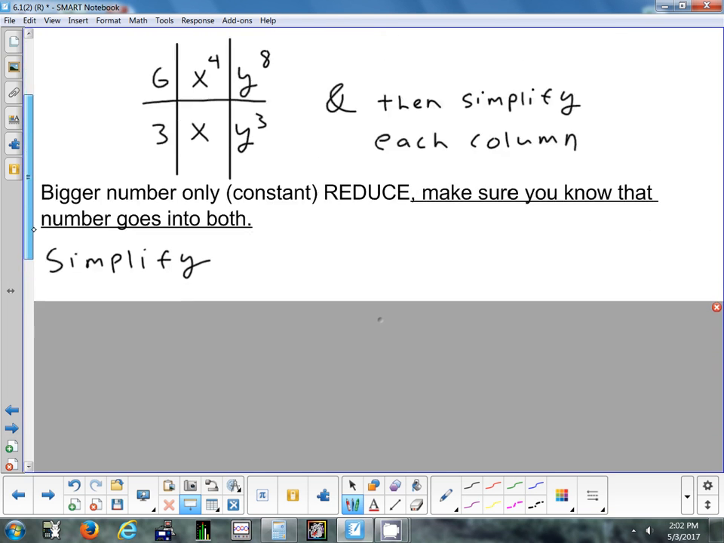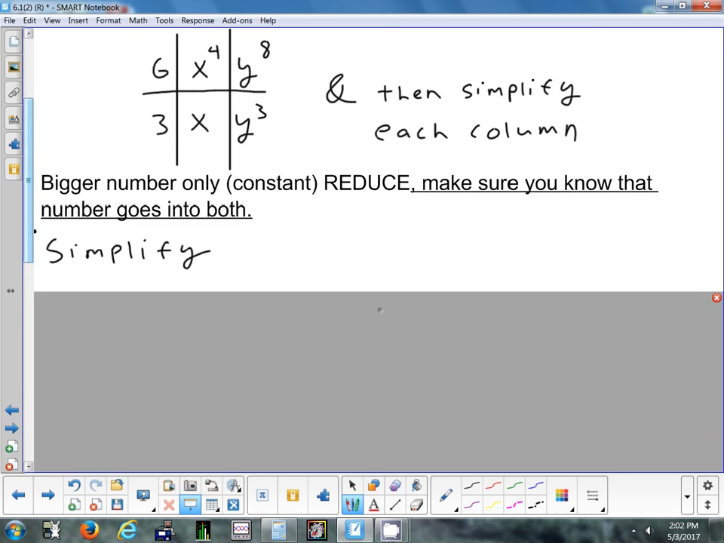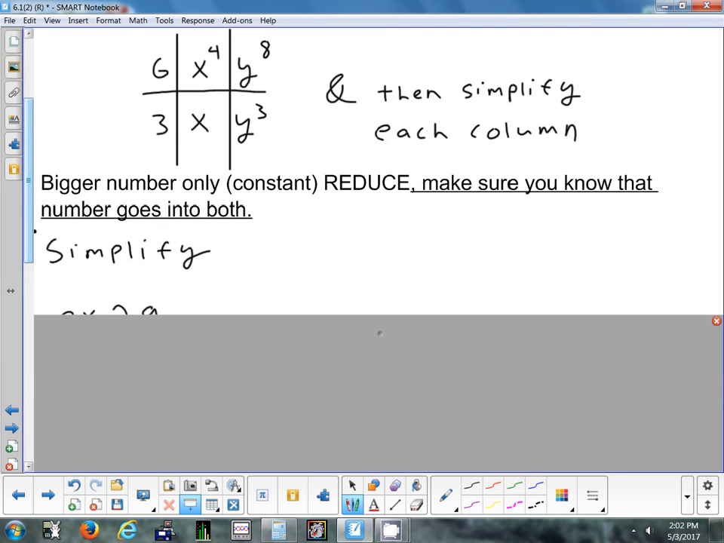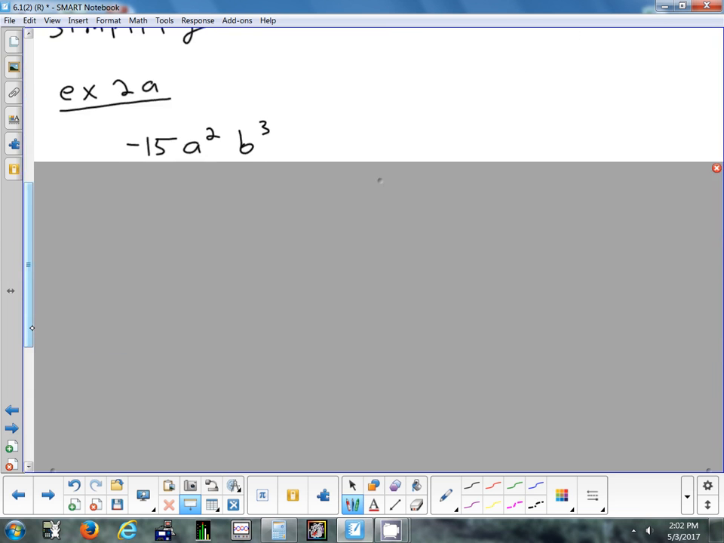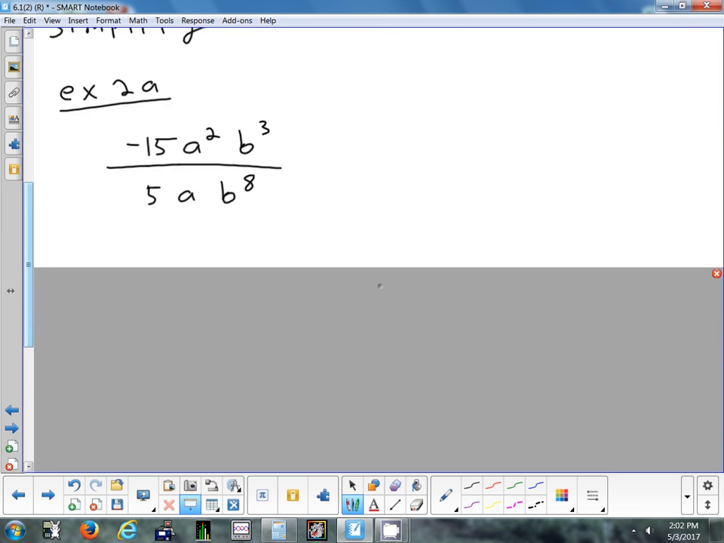We talked about this. We already talked about how to reduce them. We put that in our steps already. We talked about the 2 situations to be able to do that. So let's look at example 2a. I think is that in the front of your paper or on the back? 2a, it's on the front, okay.